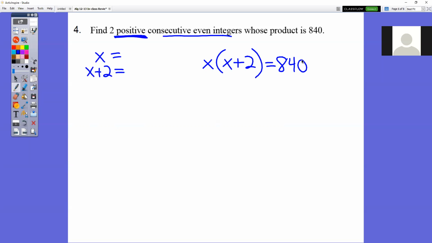You will have to reject answers on this one because they're asking you only for the positive answers. You can factor it. You could use the quadratic formula. It's up to you how you want to solve it.